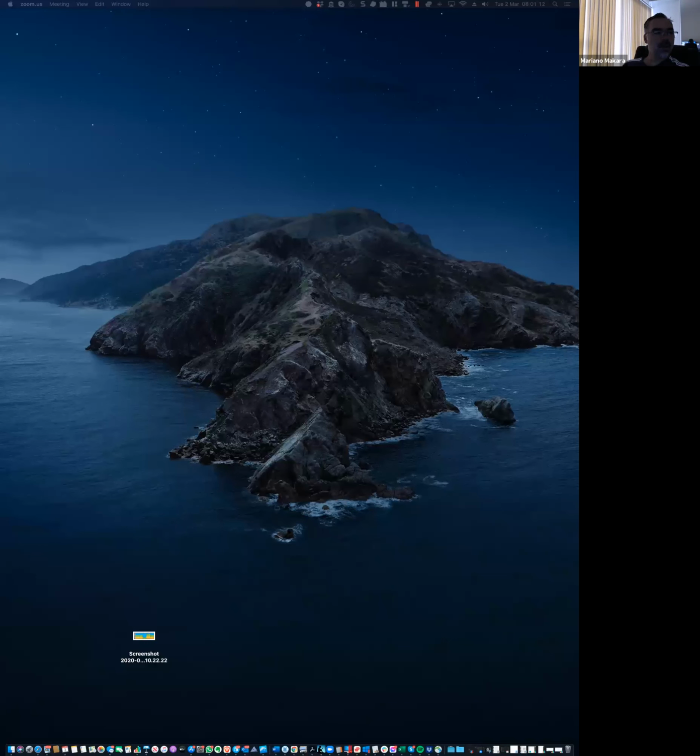Screen, which should be this one. Yep. Cool.